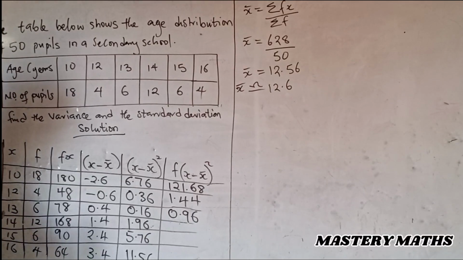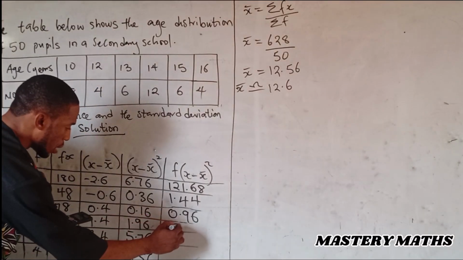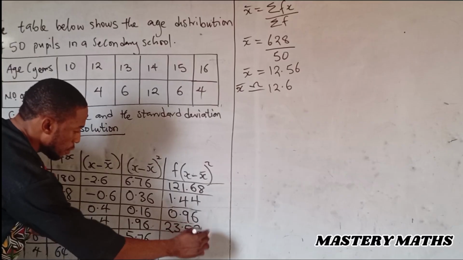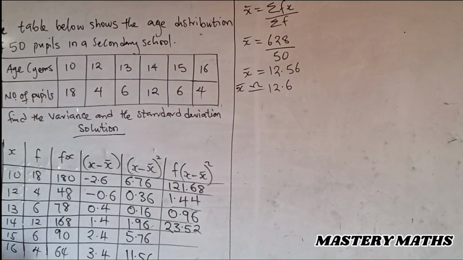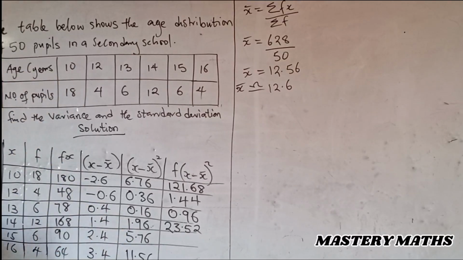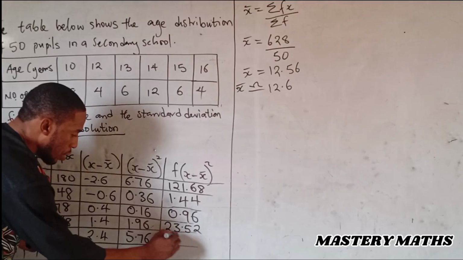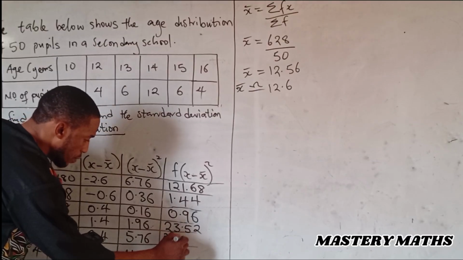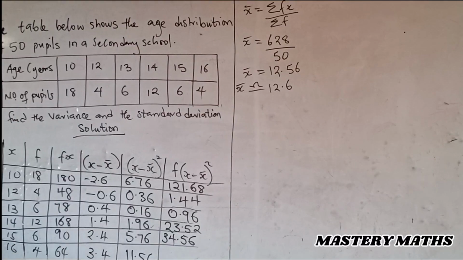12 times 1.96, which will give us 23.52. Now the next one is 6 times 5.76. 5.76 will give us 34.56. Now the last one is 4.